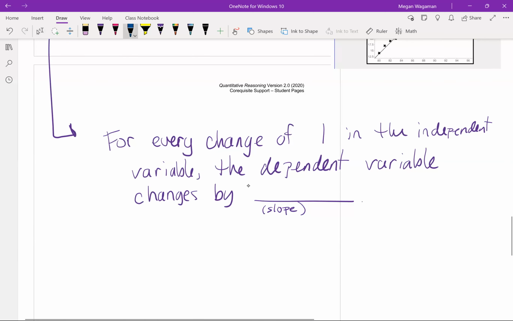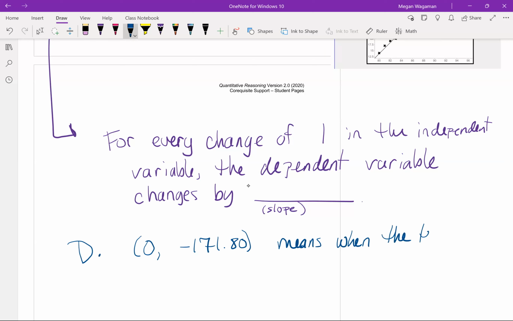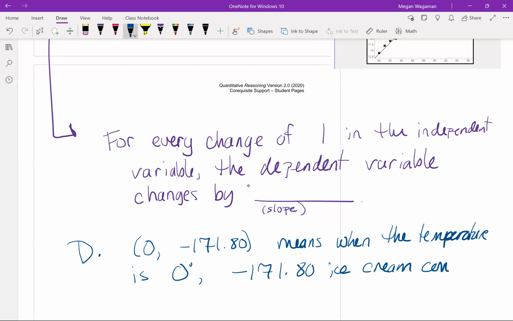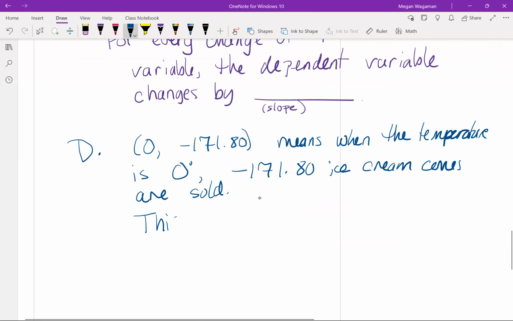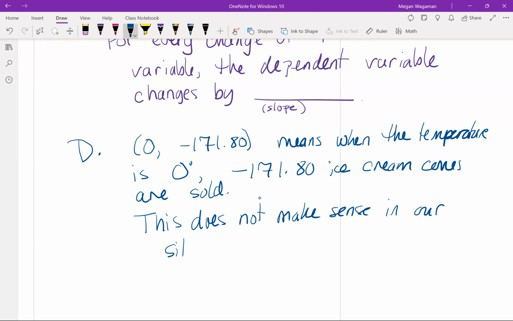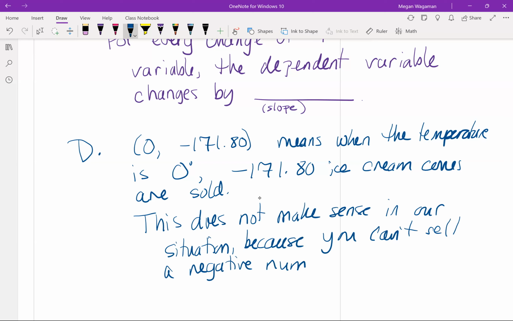So I'm going to come down here and answer this part about, does it make sense? So for part D, we have 0. This means when the temperature is 0 degrees, -171.80 ice cream cones are sold. I would say this does not make sense, because how can you sell a negative amount of ice cream cones? So in this case, I would say this does not make sense in our situation, because you can't sell a negative number of ice cream cones.